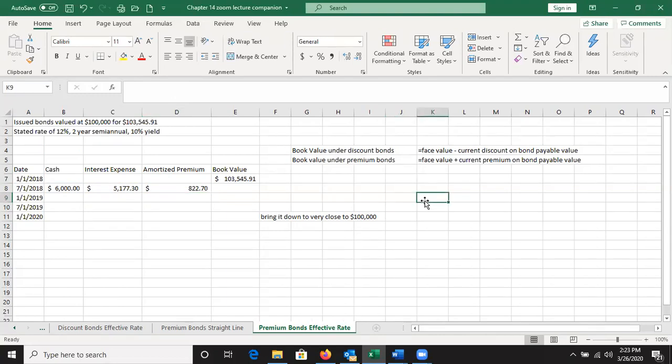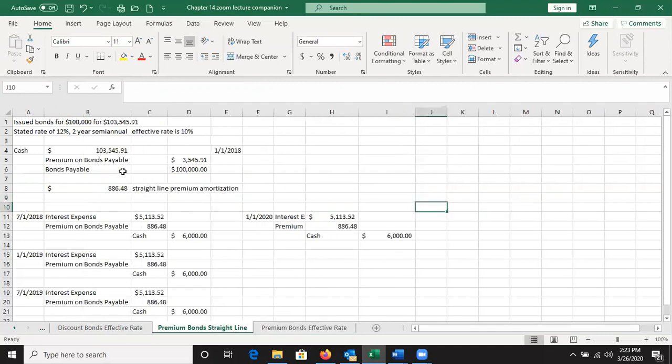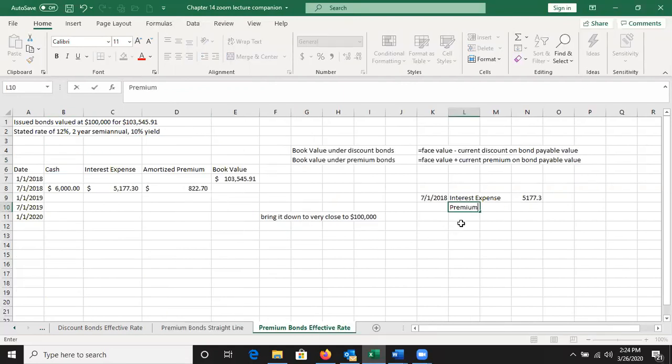So for July 1st, the amortized premium is $822.70. So if we journalize that over here, July 1st, 2018, we're going to debit interest expense, $5,177.30. We debit the premium on bonds payable because, again, we initially credited it for this amount, and now we want to reduce this value to zero. So since it was credited, we're going to slowly chip away at it by debiting premium on bonds payable, $822.70, and then we're going to credit cash, $6,000.